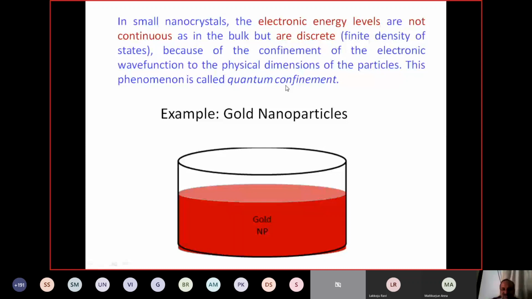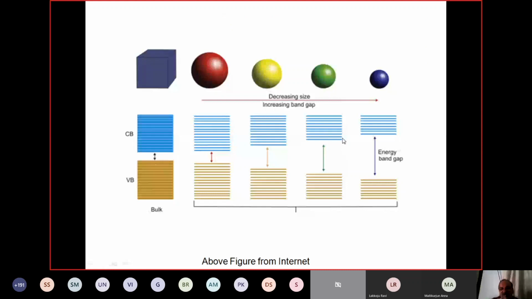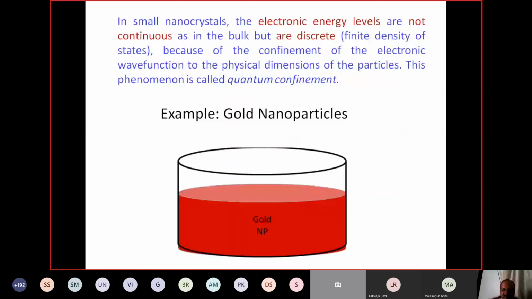So because of these two properties, one is increasing the surface area, then the change in the energy level, that means band gap, energy gap, what we call the quantum effect. Because of these two properties, you see here, this is the gold nanoparticle dispersed in water, which is showing red in color.